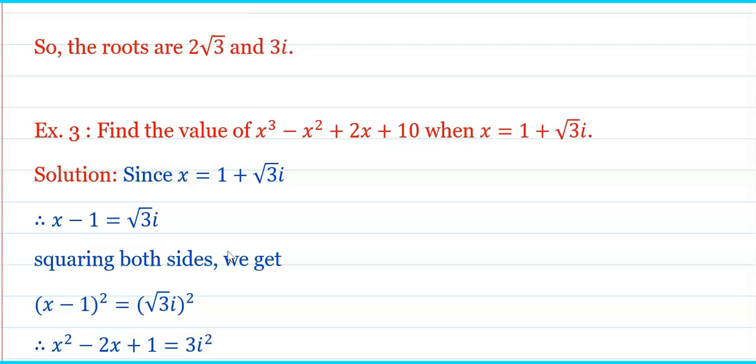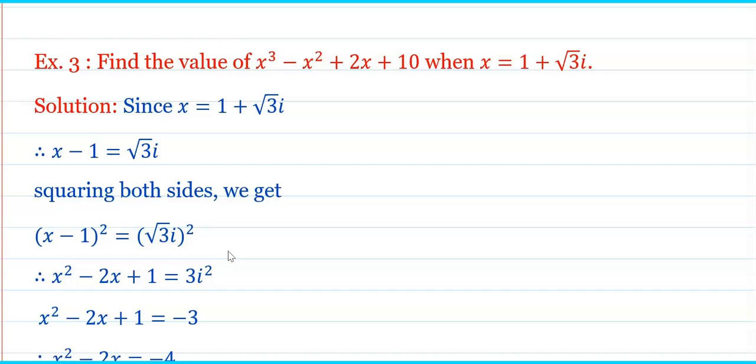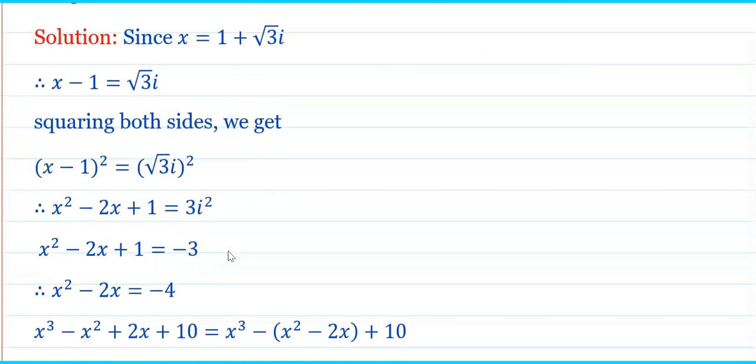x = 1 + √3i, so x minus 1 is equal to √3i. Squaring on both sides, (x minus 1) whole squared is equal to (√3i) whole squared. (x minus 1) squared is x square minus 2x plus 1. (√3i) squared is 3i square, and i square means minus 1. So x square minus 2x plus 1 equals minus 3. Okay, then it becomes minus. Or you can write one more step here: x square minus 2x, bringing minus 4 to the left hand side, plus 4 is equal to 0.